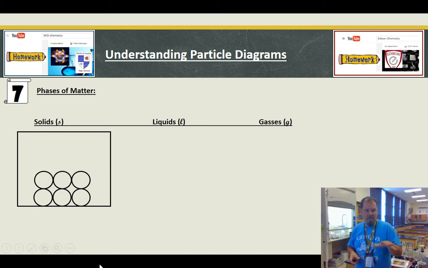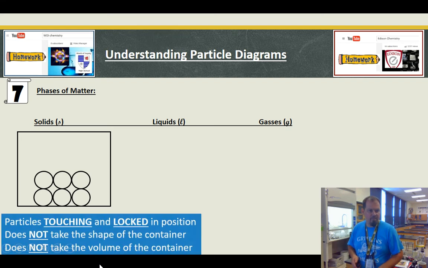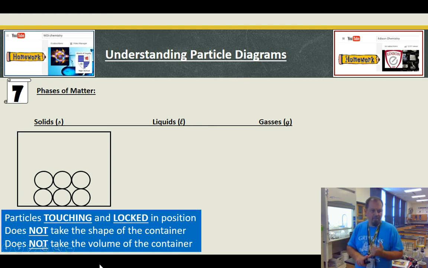If you drop a penny in a cup, boom, penny hits the bottom of the cup. Does the penny touch all the sides of the cup? No. So this lets me know it's a solid. Because that's arranged that way, they're not falling over from itself, and that lets me know that they are rigid and stuck together. So the particles are touching and locked in position.